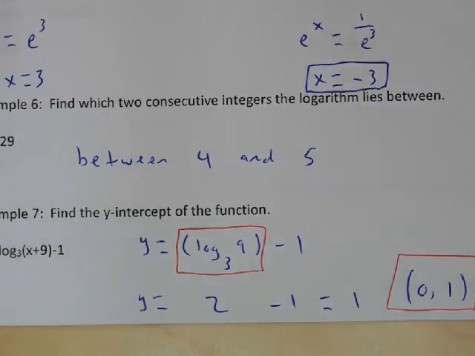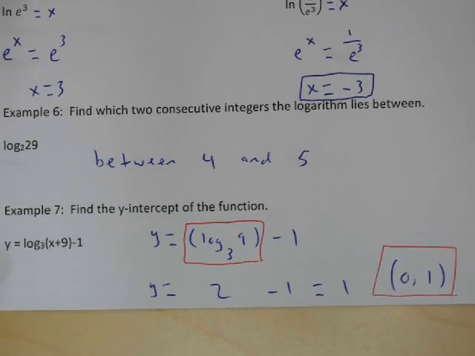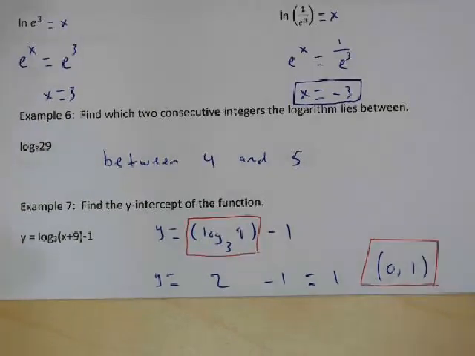Just like in every other section, if we're trying to find the y-intercept, stick in x is 0. If you ever want to find your x-intercept, plug in y is 0. All right. Hopefully this made sense. If you have questions, please ask me in class.